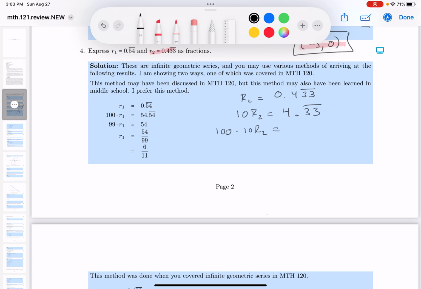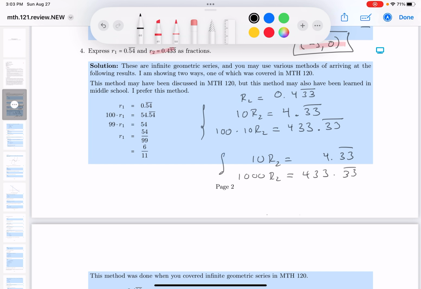And that would be what? 433.33 repeated. So I have really 2 equations and 1 unknown here. And let me just write it a little bit differently. And that's going to be 4.33 repeated. And the other one's going to be what? It's going to be 1,000 R2.